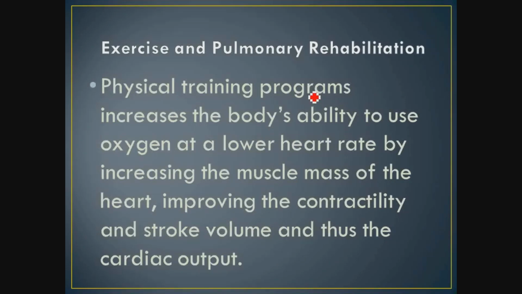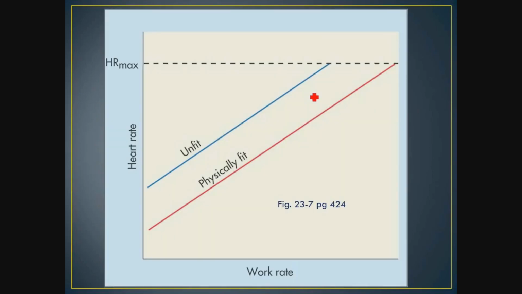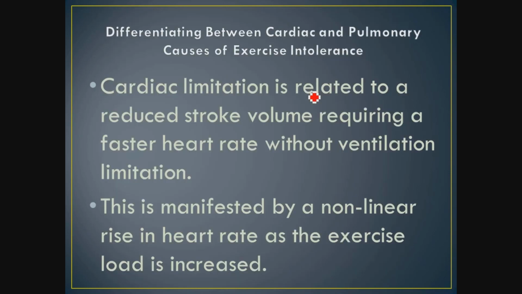Anyone who has an MI, do we put them through a cardiac rehab program? Absolutely. Does it increase their lifespan? Absolutely. Is it reimbursed? Absolutely. Pulmonary rehab? Not so much, which is a pretty sad thing when you think about the number 4 cause of death. We have a way to prolong life, but we don't pay for it in the same fashion. Something's wrong with that picture. So again, the unfit person is going to reach that max heart rate quicker than a physically fit person as we increase the work rate.